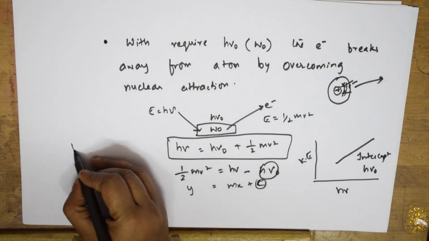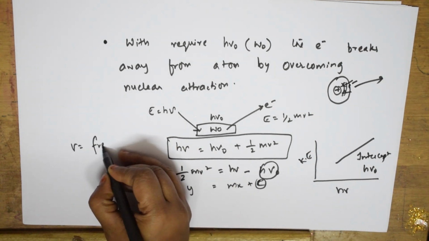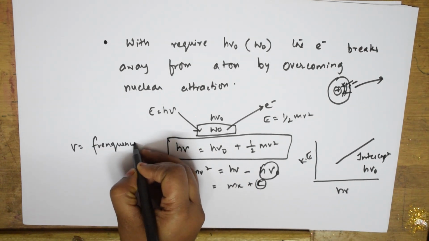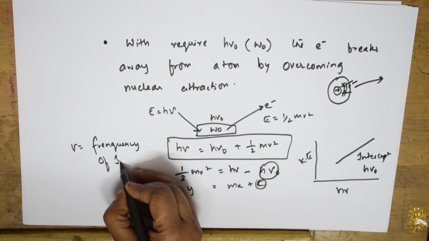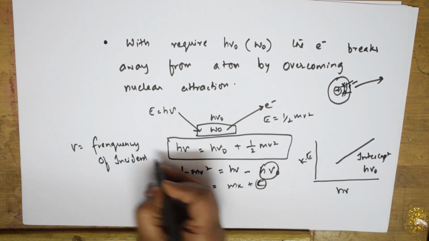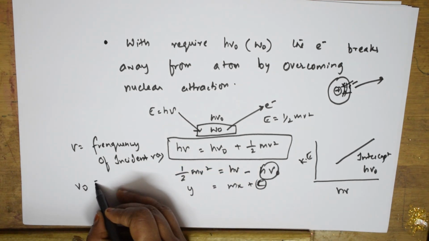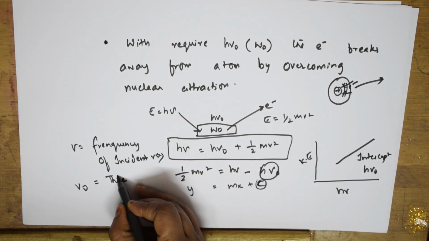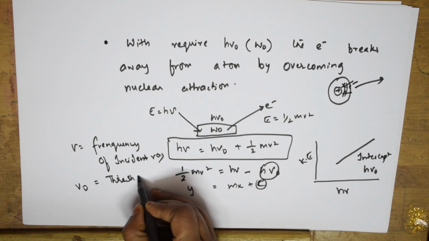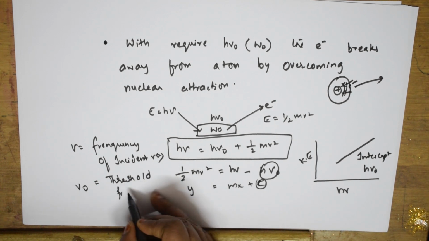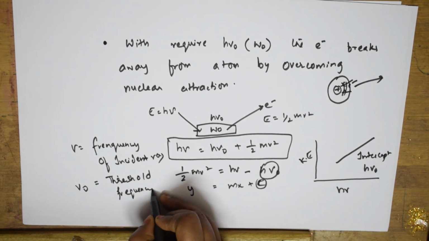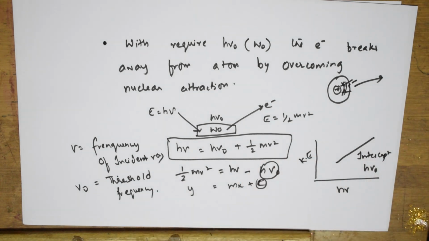So let us write: nu is the frequency of incident radiation. That's the first concept. Incident ray. Nu naught is what? What did we say? It is the threshold frequency. Threshold frequency varies with different metals. That is important. This is your photoelectric effect concept. Hope the concept is clear. Let's come back and learn one more concept.